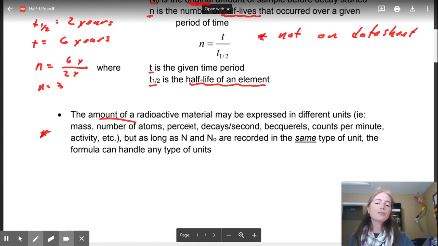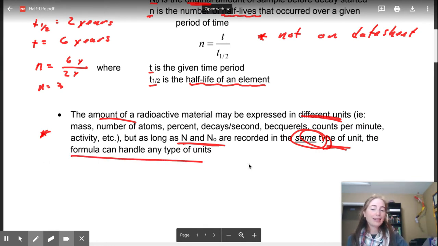So, the amount of the radioactive material can be expressed in different units, and a ton of different units. For example, you could have it in mass, number of atoms, percent, decays per second, whatever, a measure of activity. As long as N0 and N are in the same unit, then you're fine. This formula can handle any type of units so long as N and N0 are the same units.